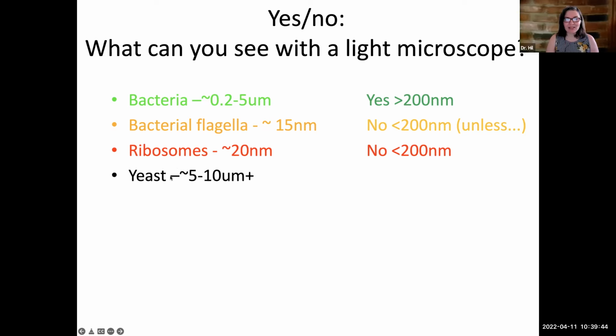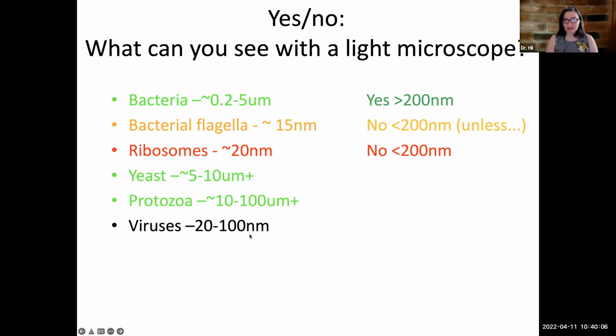Okay, yeast cells, the single-celled fungi between 5 to 10 micrometers, they can be bigger. Can you see these with a light microscope? Definitely yes. Protozoa are larger than them, so you would expect them to be visible, right? Viruses in the 20 to 100 nanometer range, can we see them with a light microscope? That's accurate. We cannot, they're too small, below the limit of resolution.